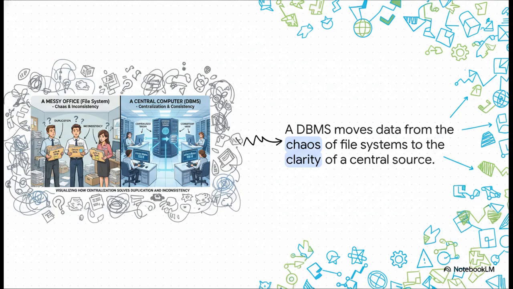But then on the right, you see the solution. With a central system, everyone is looking at the same, single, consistent source of truth. And that, right there, is the whole point of a DBMS, moving from total chaos to absolute clarity.